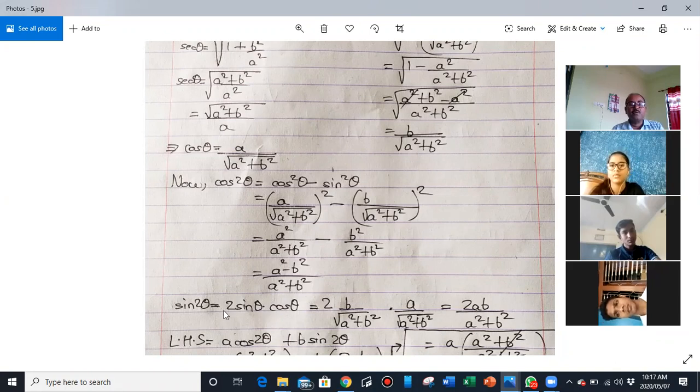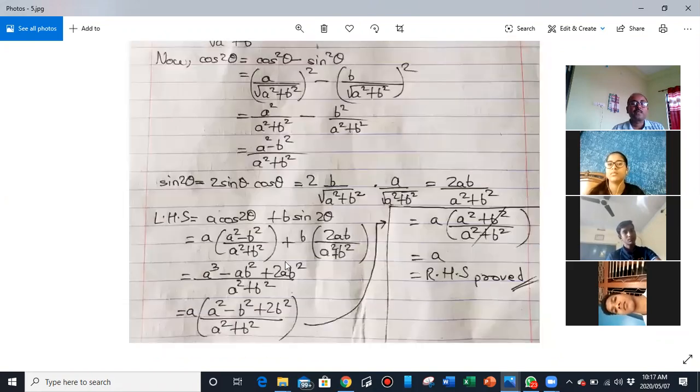In the same way, we will also find sin 2 theta. Sin 2 theta equals 2 sin theta into cos theta. That is 2 into b by root under a square plus b square into a by root under a square plus b square. So it is 2ab by a square plus b square. So this is sin 2 theta. Now you have cos 2 theta here and sin 2 theta here in the ready state.